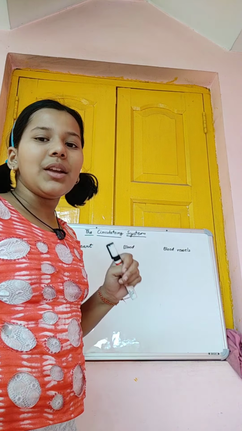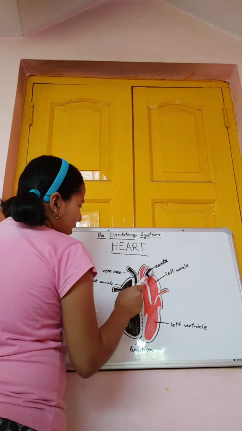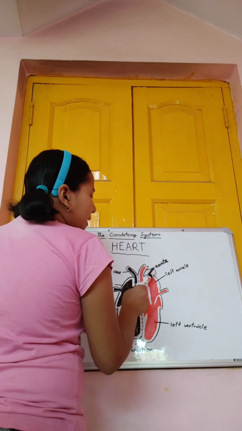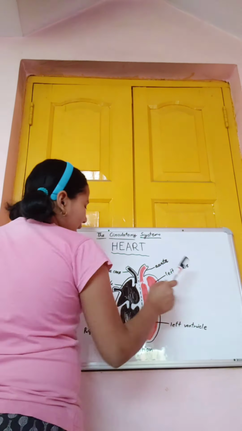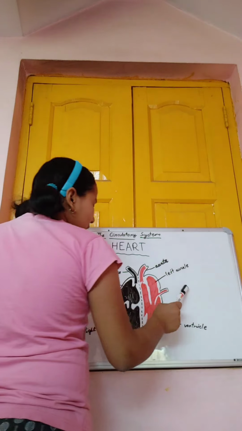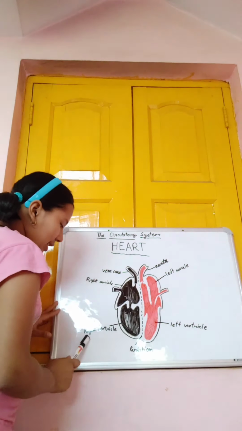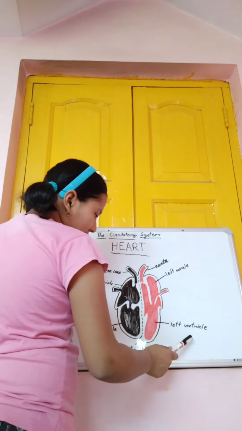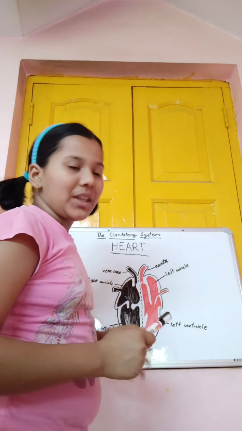Now this is the human heart as you see. This is the vena cava and this is the aorta. We will learn about their functions in part 2. This is the right auricle and this is the left auricle. Now what are auricles? Auricles are the 2 upper chambers of the heart. This is the right ventricle, this is the left ventricle. Now what is a ventricle? Ventricles are the 2 lower chambers of the heart.